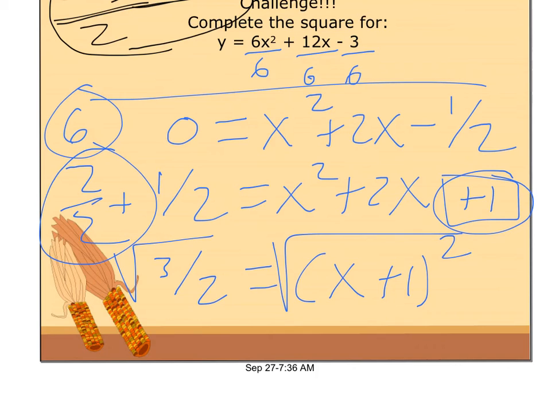That's completing the square. As far as questions go, I would imagine there are some. Make note of those, and certainly, let's talk more.